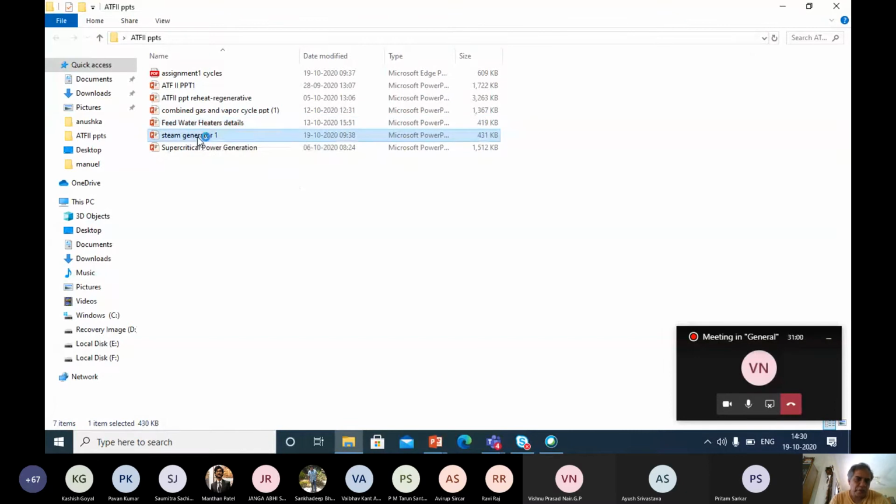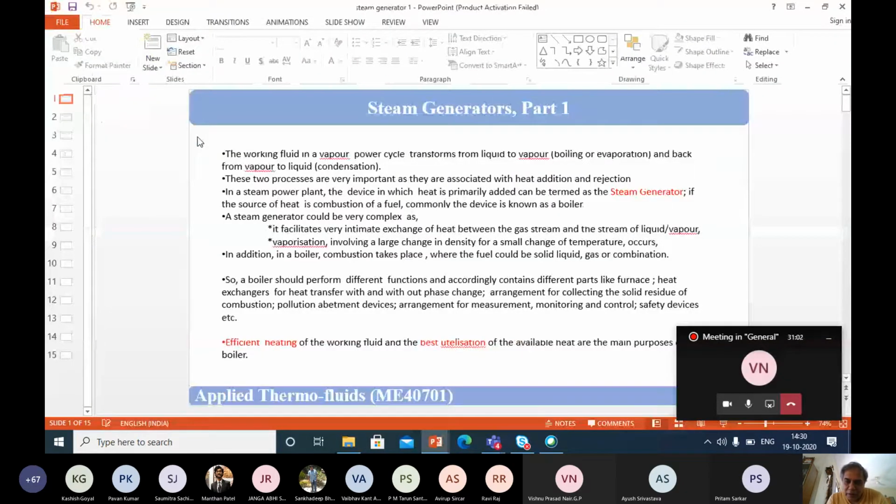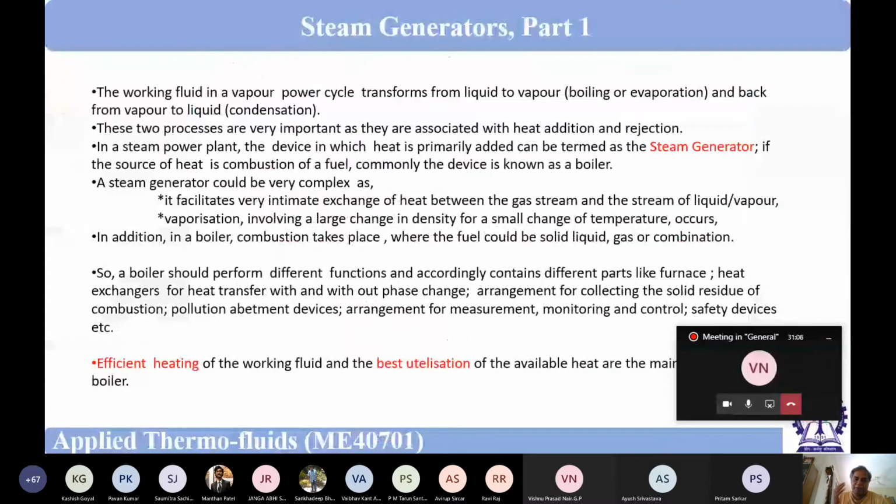We are going to this topic, steam generator, which is very important. Okay, is it visible to everybody, steam generators part 1? Yes, sir. Now, the working fluid in a vapor power cycle transforms from liquid to vapor. This is boiling or evaporation, and back from vapor to liquid, that is condensation.